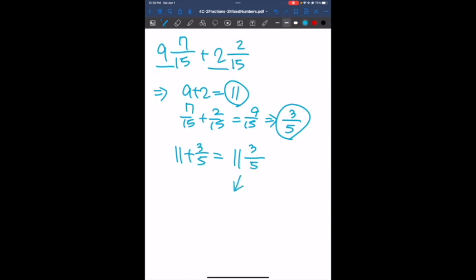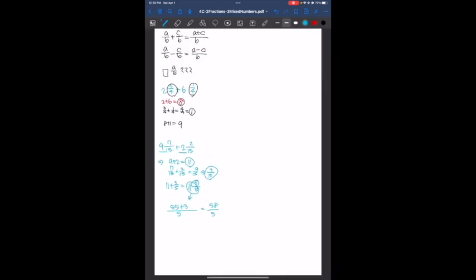Now just for clarification, we can write this as an improper fraction as well, based on what we learned last class. So keep the denominator, multiply the whole number and the denominator, which is 55, and then add the original numerator. And so the way to write that as an improper fraction is 58 over 5. And now let's look at some more problems that involve addition and subtraction of mixed numbers and fractions.